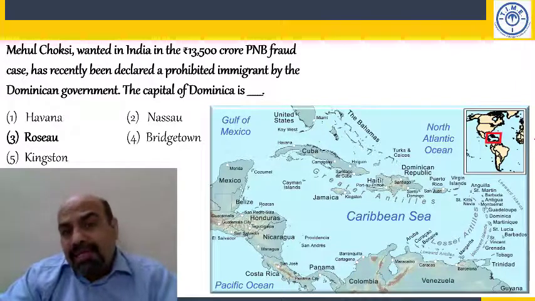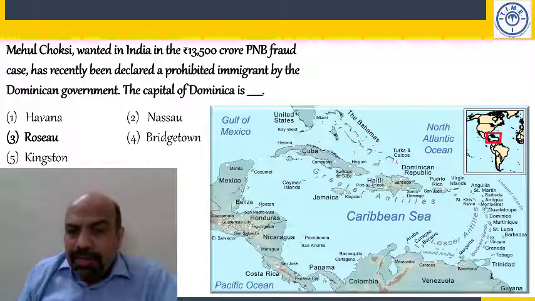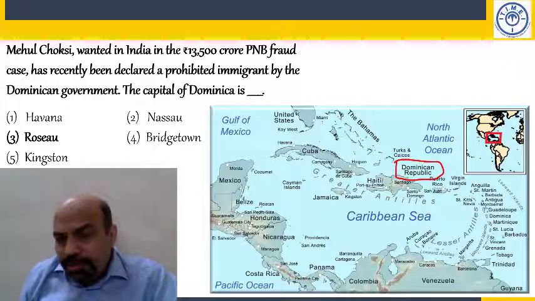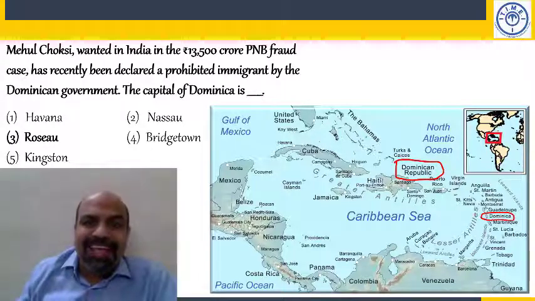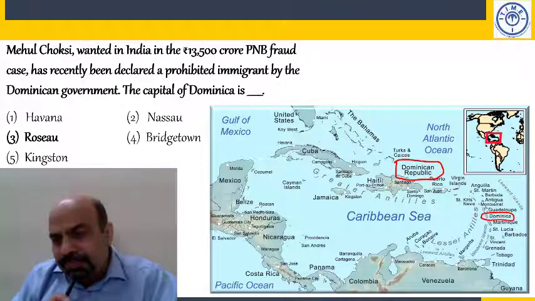The capital of Dominica is, you see, this is Roseau, that's the capital. You may wonder, hey, there is one Dominican Republic here, and there is one Dominica here. So we are talking of this place. We are not talking of the Dominican Republic. We are discussing Dominica. Okay, guys.